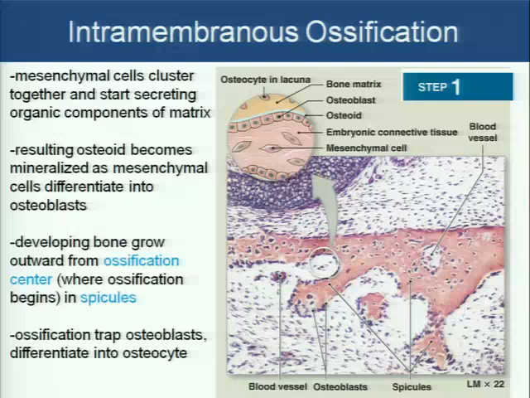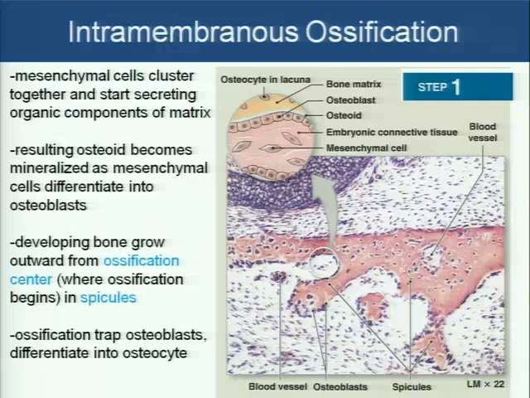Now let's look at the other type, intramembranous ossification. This one's a little bit less detailed. In this case, instead of having our osteoblasts, we're going to start off with mesenchymal cells. These are the ones that come in and start secreting matrix. And remember what mesenchymal cells are.